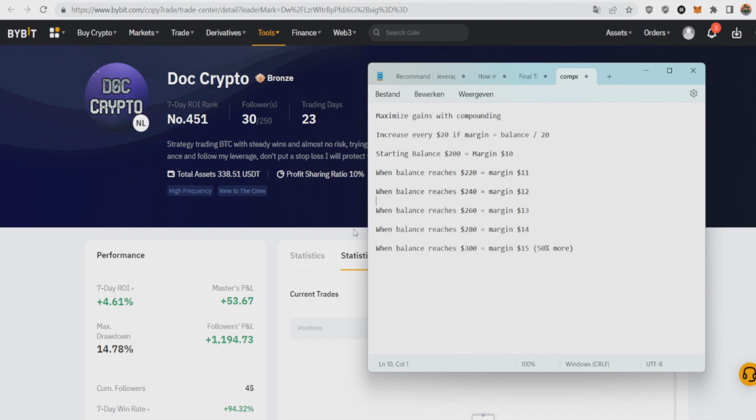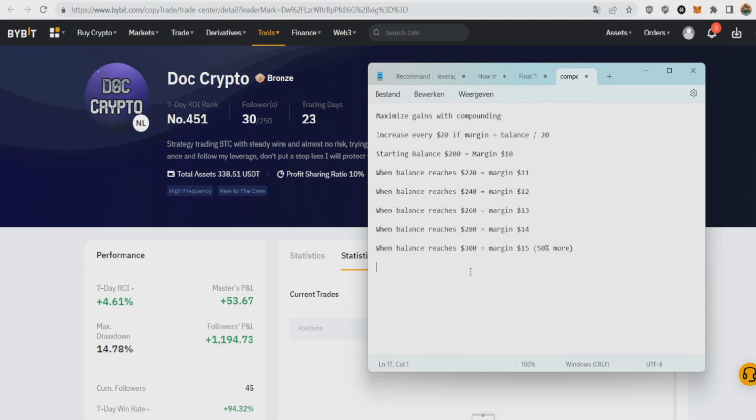But if you make progress and profit, you should actually increase your margin. So let's say you start with $200 and margin 10. When your balance, so your equity, reaches $220, you put margin 11. When it reaches $240, margin 12. When it reaches $300, margin 15. That will be like 50% more margin than at $200. So you will already make 50% more profit than you initially started with.